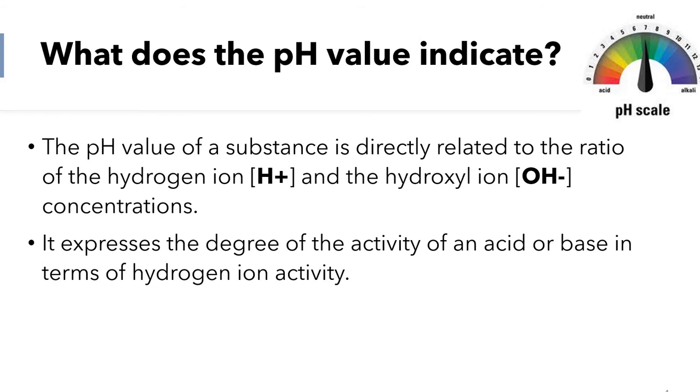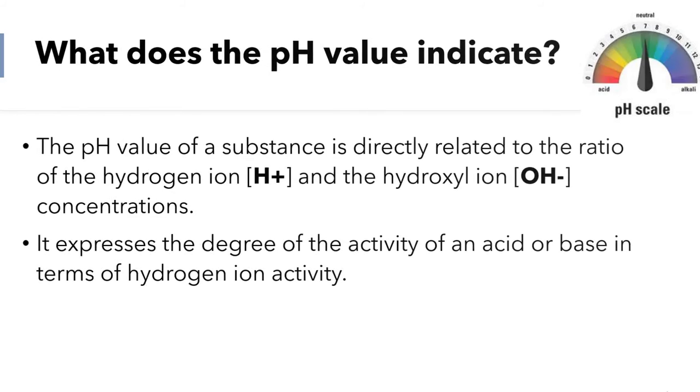What does the pH value indicate? The pH value of a substance is directly related to the ratio of hydrogen ion and the hydroxyl ion concentrations. It expresses the degree of the activity of an acid or base in terms of hydrogen ion activity.